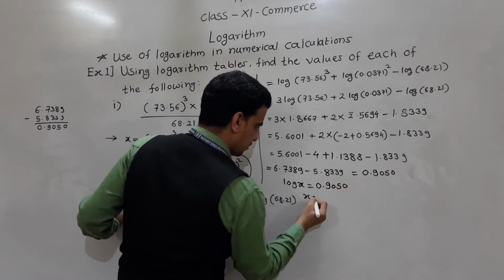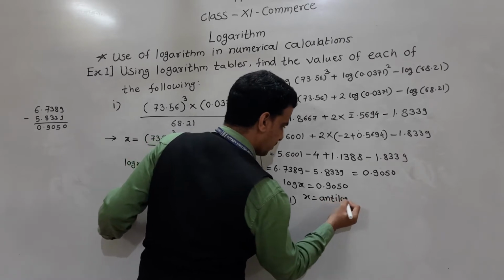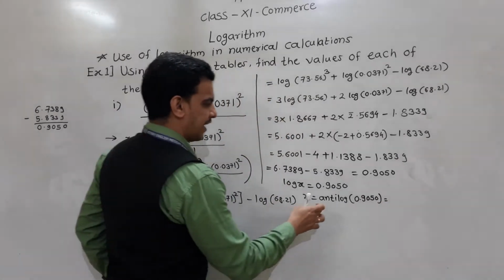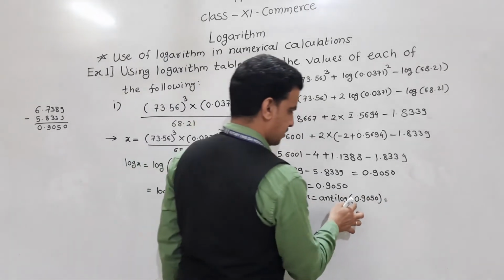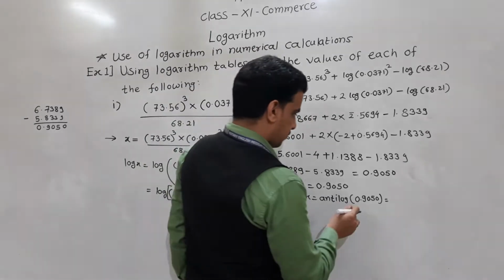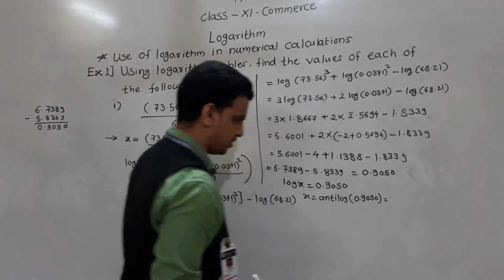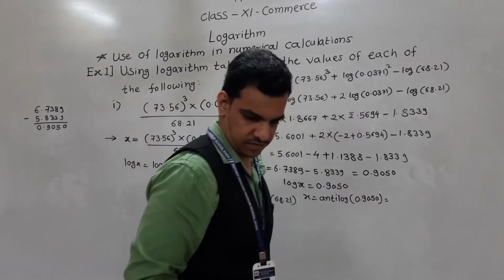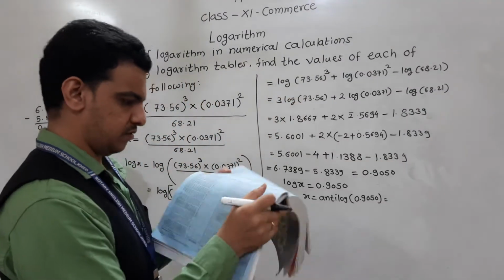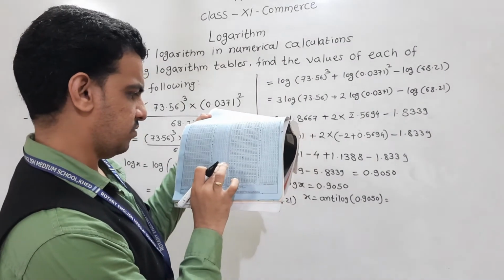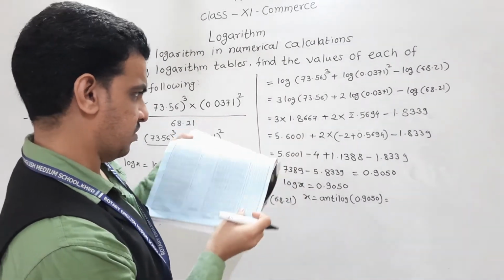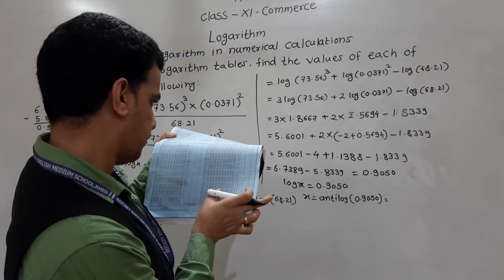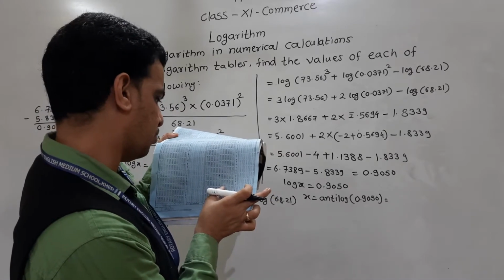So log x is equal to 0.9050. So x is equal to antilog of 0.9050. Okay. Now we have to find antilog of this number. Here characteristic is 0. So we have to find 90 of this. So in 90th column, you have to see number headed by 5. Okay. So antilog table is here. In 90th column, number headed by 5 is 8035.